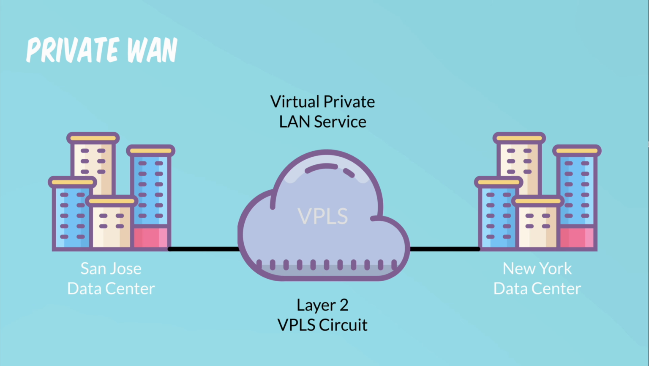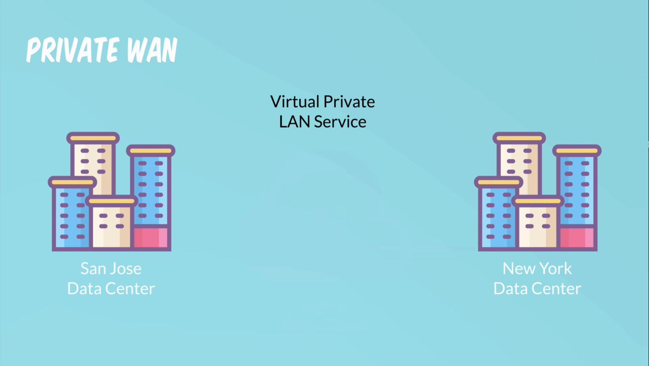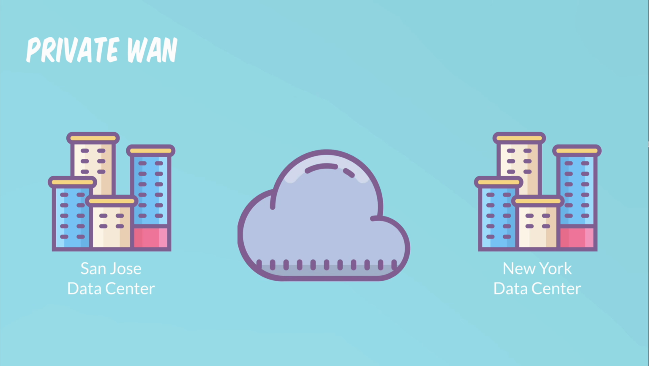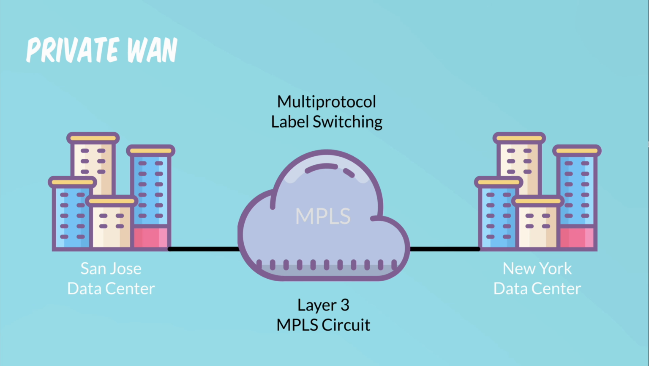Keep things simple, it's a layer 2 circuit. Next level up could potentially be MPLS, which stands for multi-protocol label switching type of circuit. Once again, different bandwidths. But the bottom line is it's a layer 3 circuit. So here you don't do MAC exchange. Here you have to configure IP addressing on your customer edge routers in order to be able to communicate.